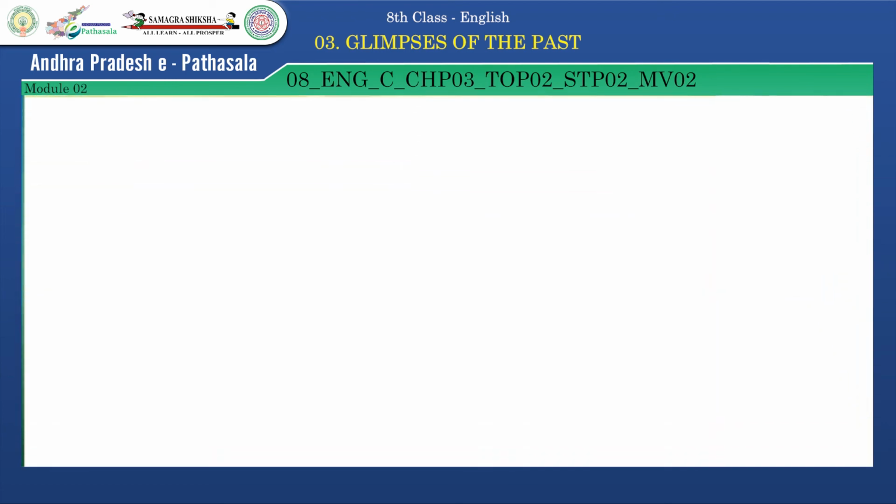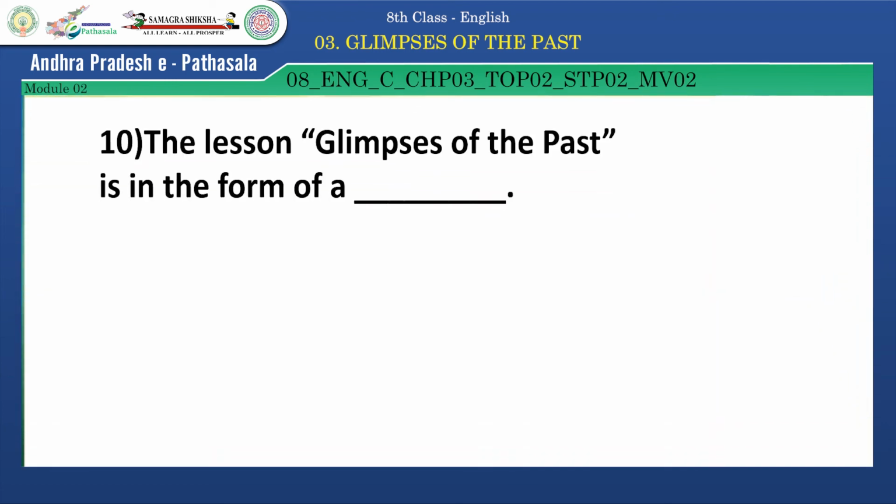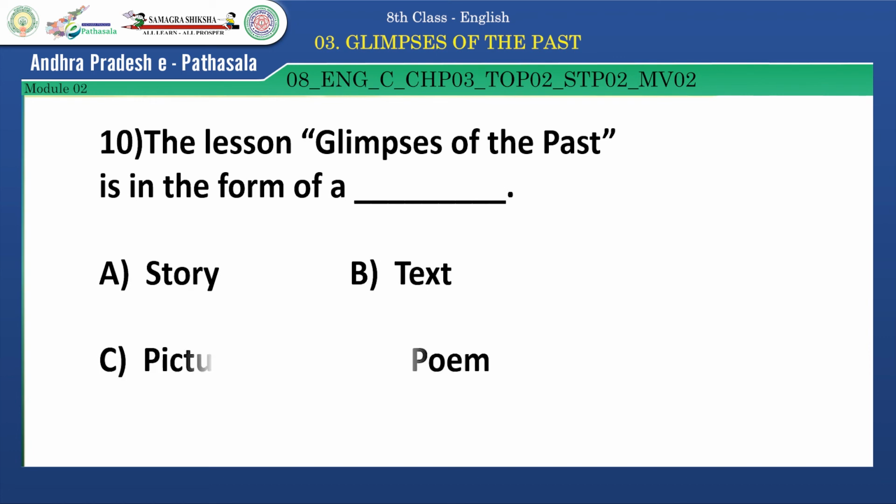Students, here is a question. The lesson Glimpses of the Past is in the form of a story or text, pictures or poem. So what is your answer for this? Very good. Pictures. Well done.